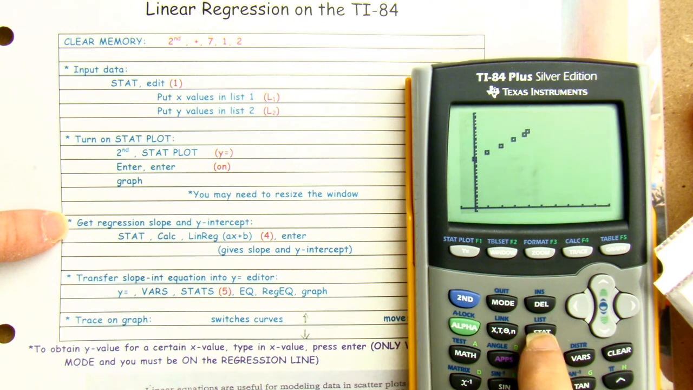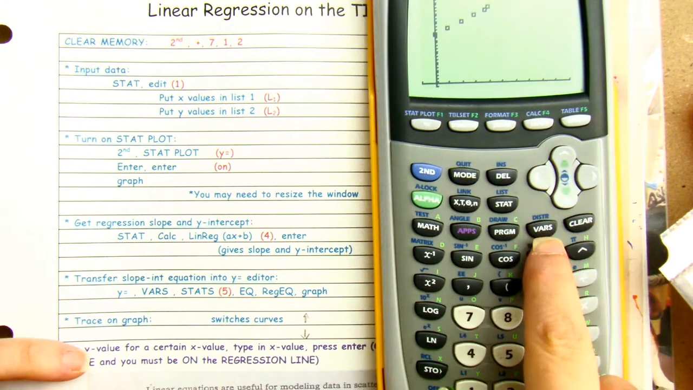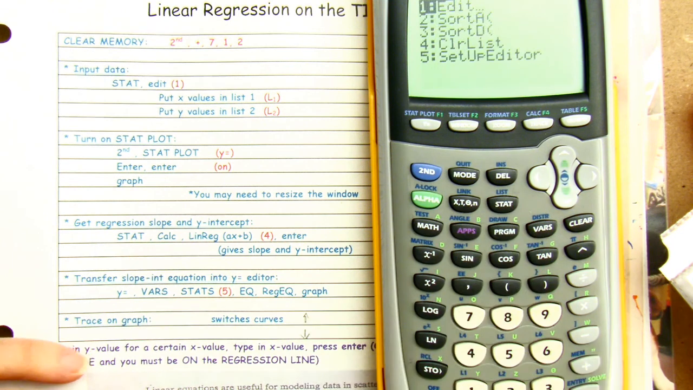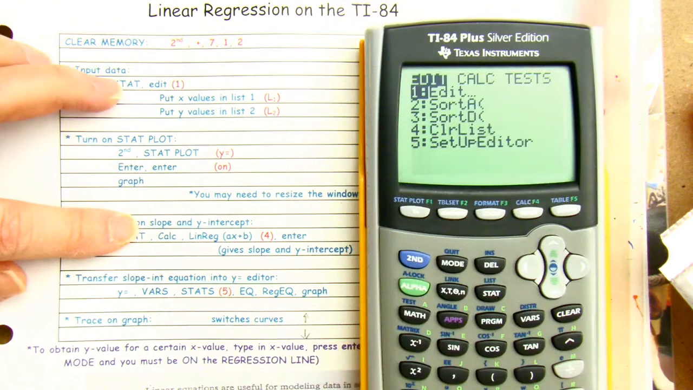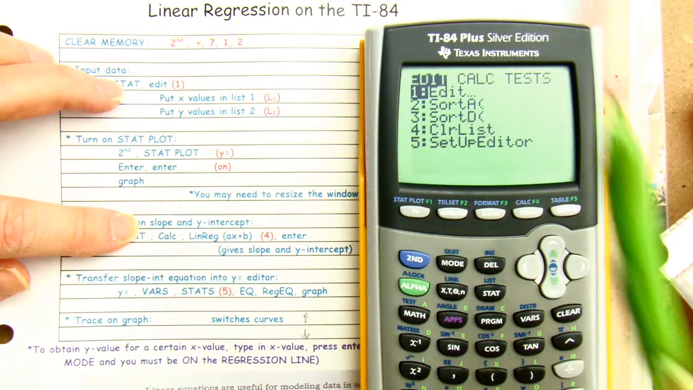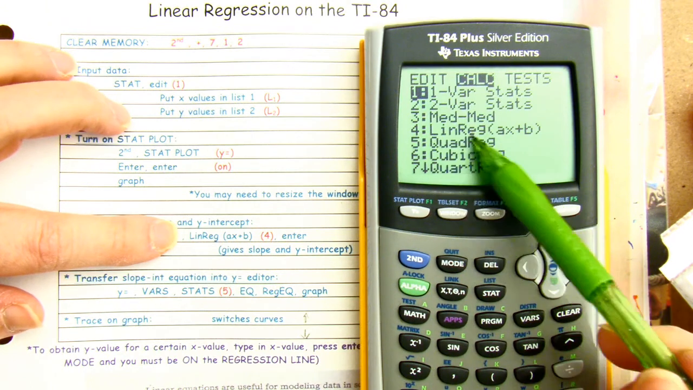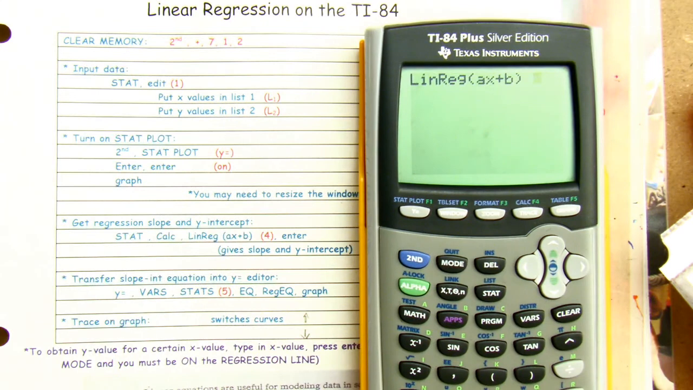You're going to hit the stat button, which is right here. I'm just going to hit that one time. Stat. And we want the calculator to calculate it. So I'm going to arrow over here to calc. We want linear regression right here, number 4. So you're going to choose number 4. And you're going to hit enter. That's going to give you the slope and the y-intercept of this line of best fit.